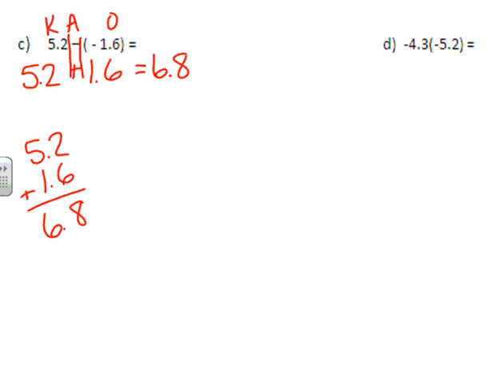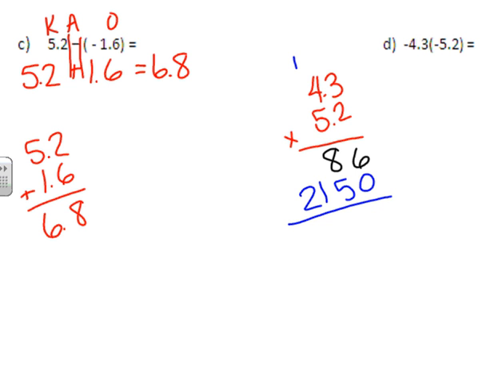Part D, I need to multiply those. I'm going to set them up vertically. 2 times 3 is 6. 2 times 4 is 8. Okay, then I'm going to put a placeholder 0. 5 times 3 is 15. 5 times 4 is 20, plus 1 is 21. Add them up.